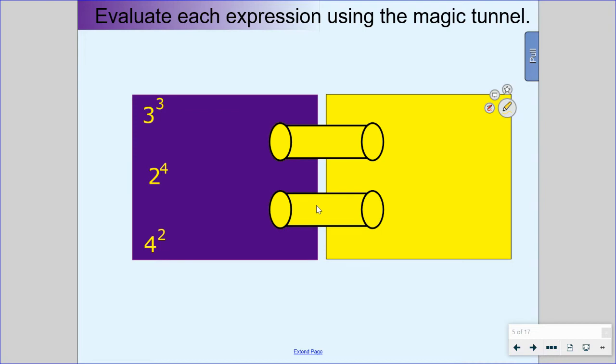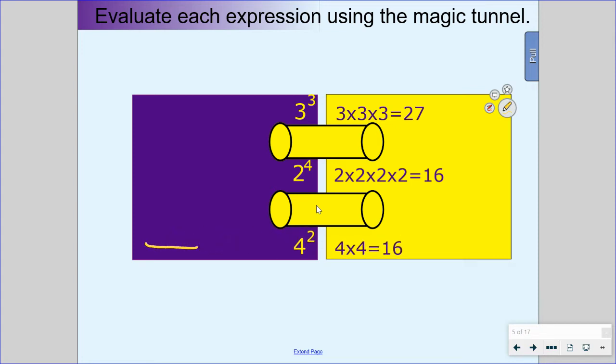All right. Evaluate each expression. Why don't you go ahead and hit pause, get some scratch paper, come on back when you're ready. In this case, 3 to the third power, 3 multiplied repeatedly by itself. 3 times 3 is 9 times another 3 is 27. 2 to the fourth power. 2 times 2 is 4 times 2 is 8 times 2 is 16. And guess what? 4 to the second power, also 16.